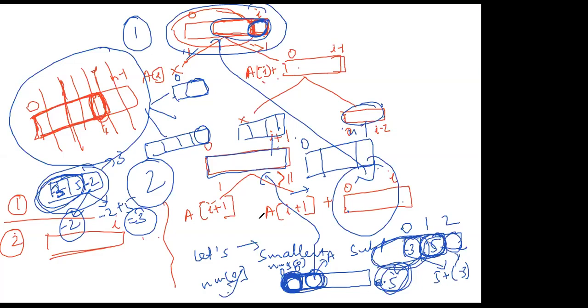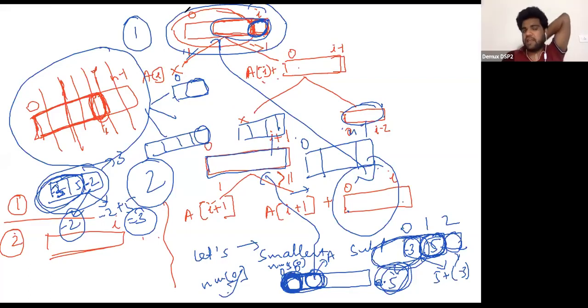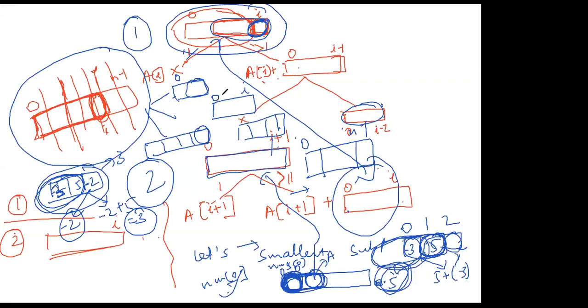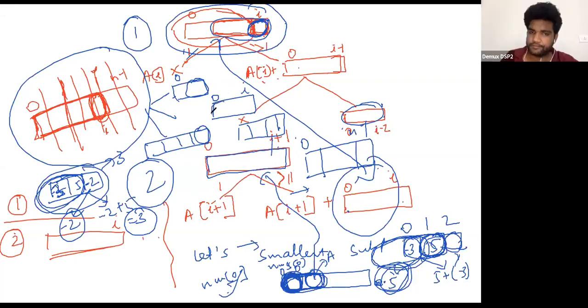Sir, could you repeat why we are starting from the 0 index? Why, for a subproblem, are we starting from 0? So how does your subproblem look? Your subproblems look like 0 to i, right? It's a prefix array. So what is the smallest prefix array? It is 0, 0. So that's what we are using as the smallest, and then we are building up.